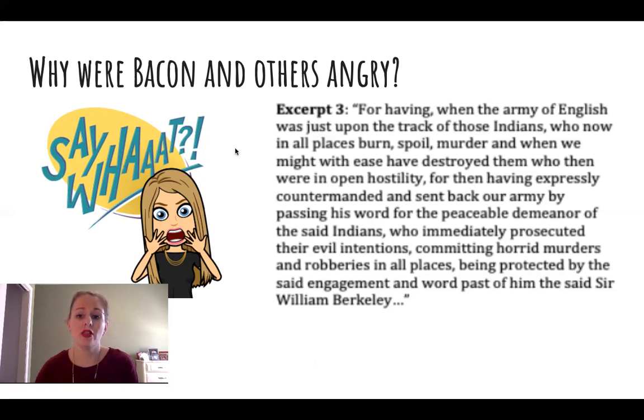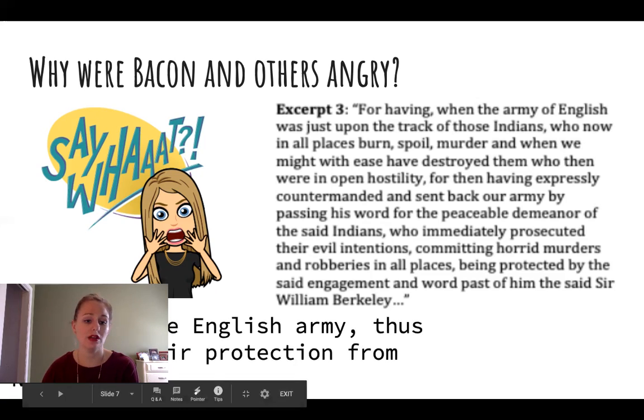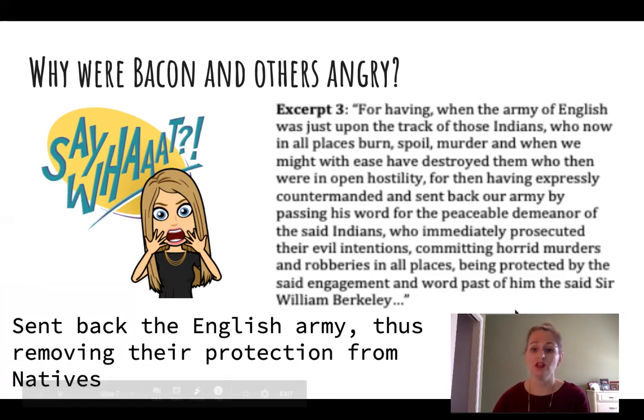So again, another waterfall, took a couple minutes. What exactly were they upset about here? In this instance, you can see they're still upset about what the Native Americans are doing, but this time they're blaming that on the fact that the English army left them. So the English army that could have stopped the Indians from attacking and murdering and robbing the colonists instead was called back to England. And so they sent the English army back, and therefore they removed any protection from the natives. And then once that English army was gone, we see the Native Americans swiftly coming in and taking a lot of that.